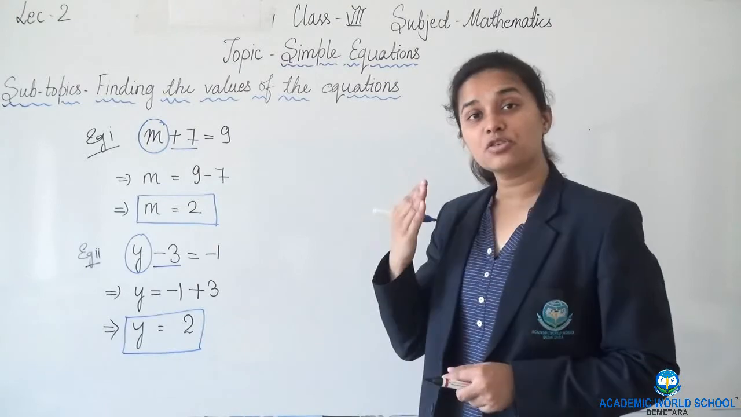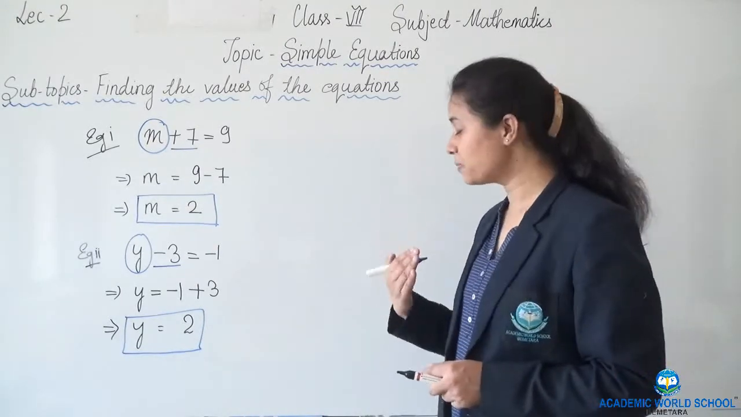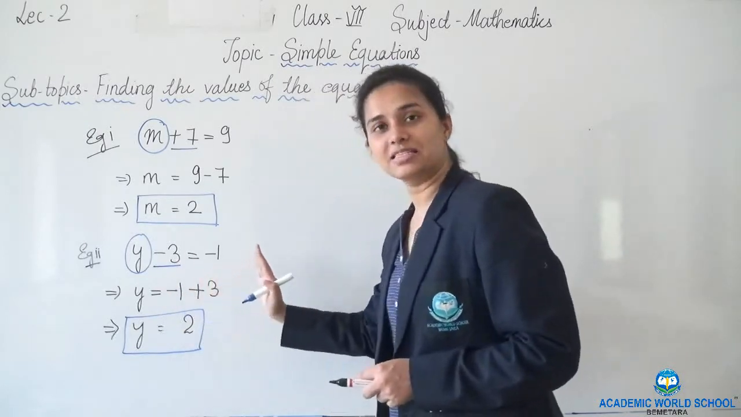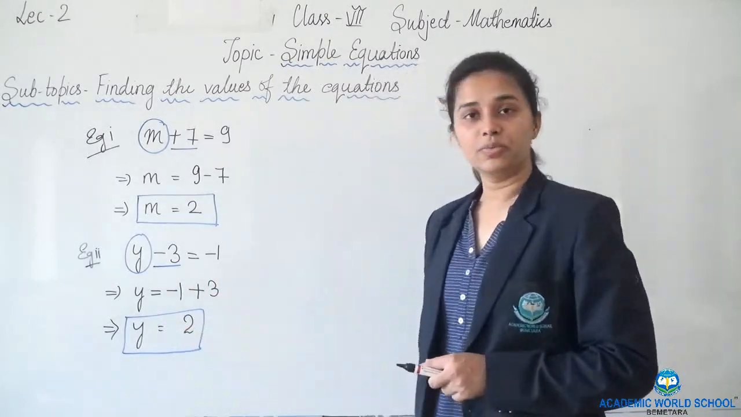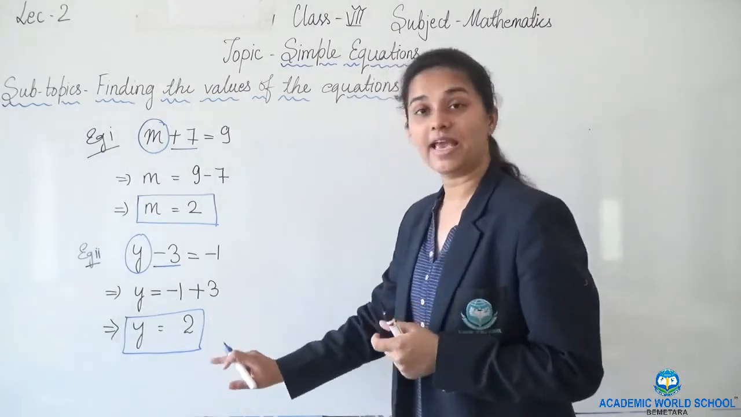So when minus changes its sign, it becomes plus. So minus 1 plus 3, we get the answer 2. So here we have applied the rules for integers.